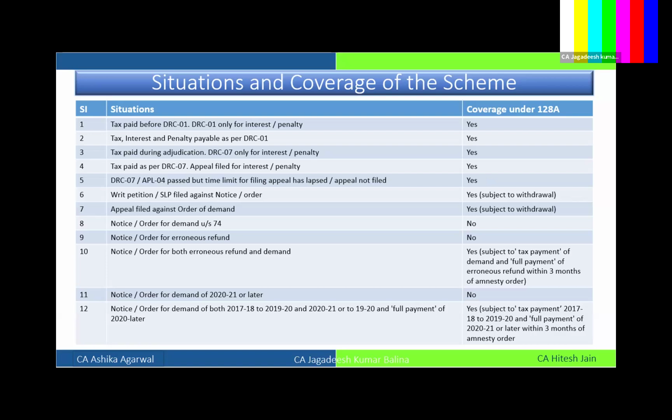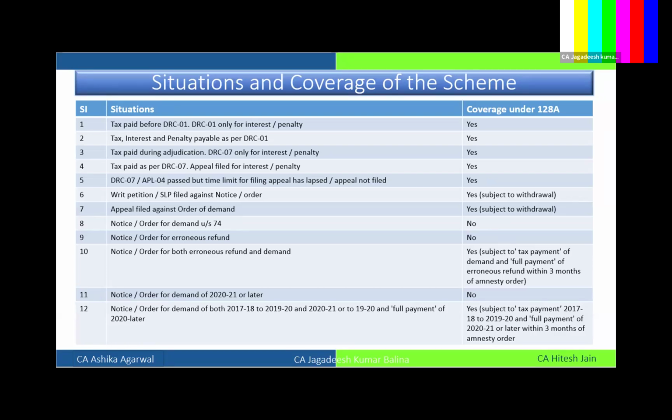And if I have not paid the tax, interest and penalty at all, and the department has issued an SCN to pay the whole thing, in that case also, I can opt for this scheme. And tax paid during adjudication.